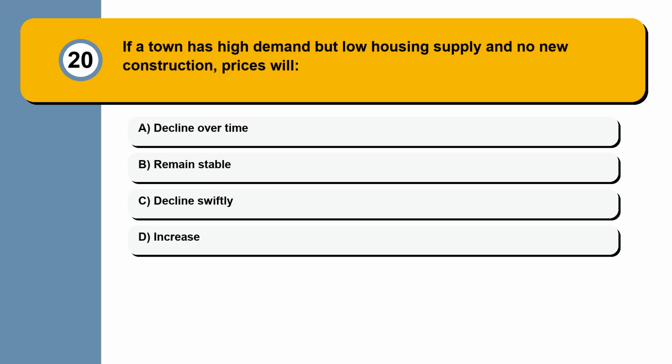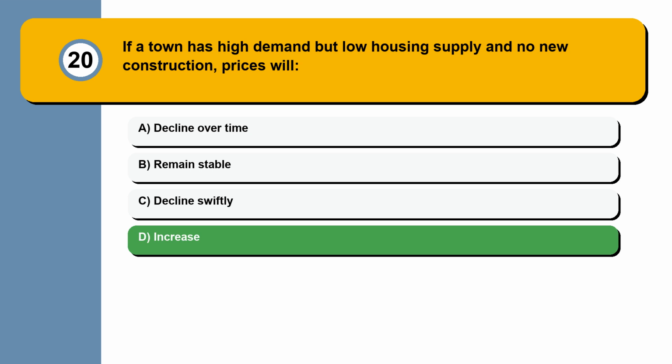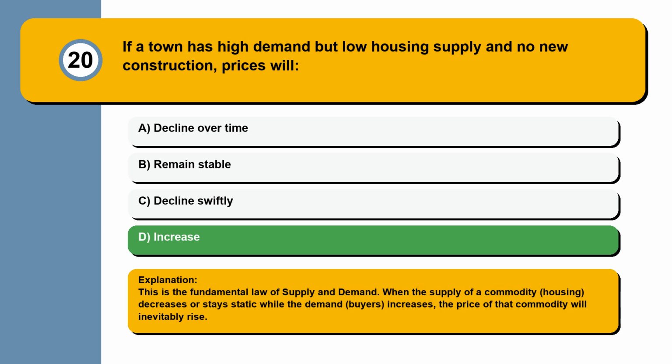Question 20. If a town has high demand but low housing supply and no new construction, prices will decline over time, remain stable, decline swiftly, increase. This is the fundamental law of supply and demand. When the supply of a commodity, housing, decreases or stays static while the demand, buyers, increases, the price of that commodity will inevitably rise.